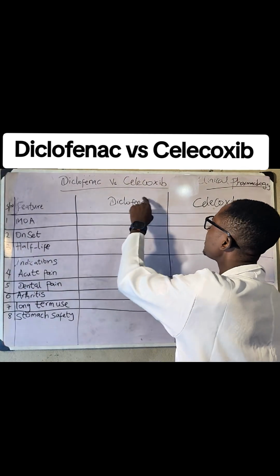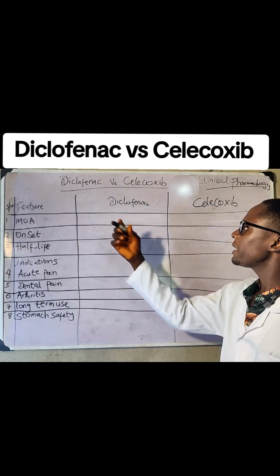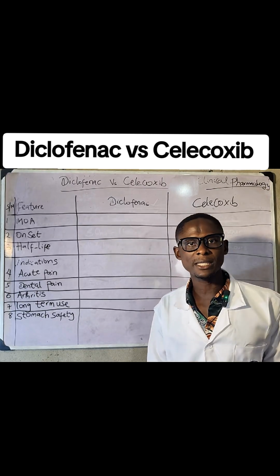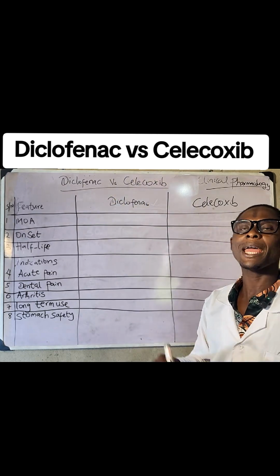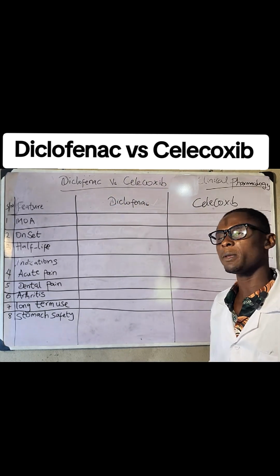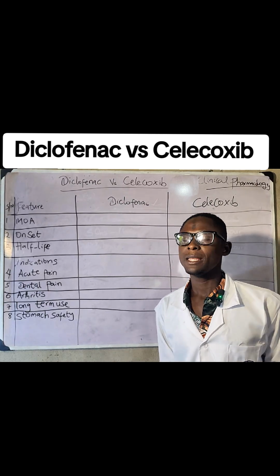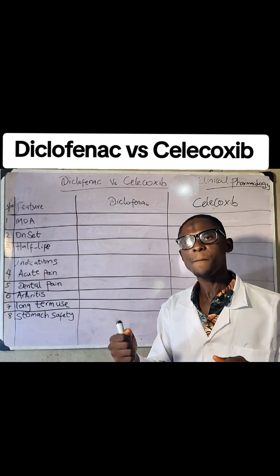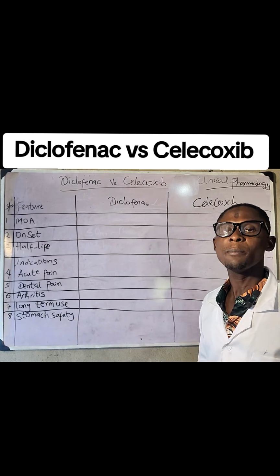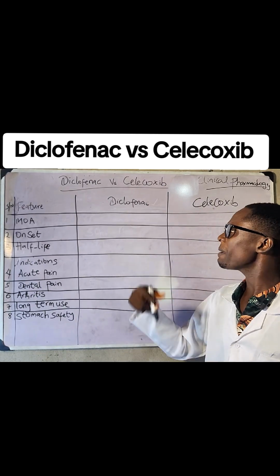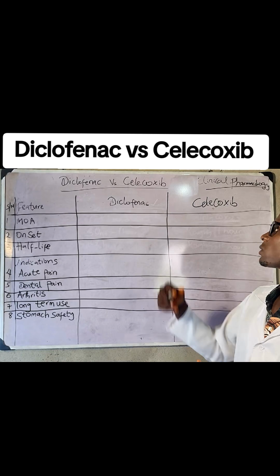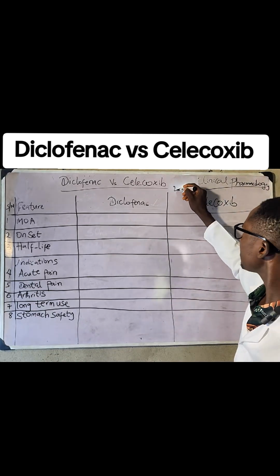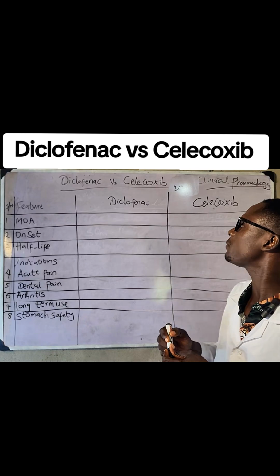Compare diclofenac versus Celecoxib. Why I'm making this video is that there was a time I went to a pharmacy and a woman complained that she had been using diclofenac 50 milligram for pain for a very long time. That she needed a stronger and more potent analgesic. But the pharmacy attendant brought Celecoxib because Celecoxib has about 200 milligram. Yes, it's about 200 milligram, while diclofenac is 50.